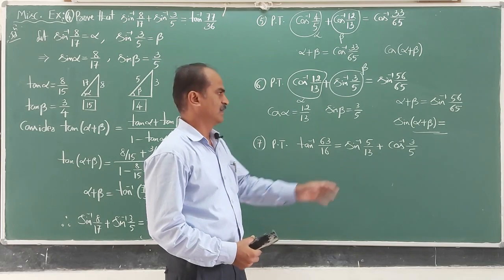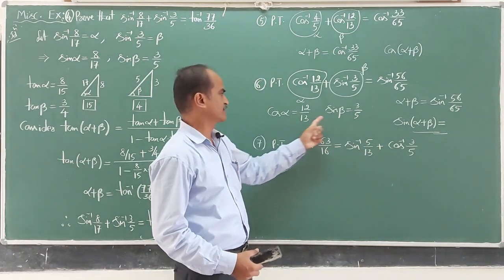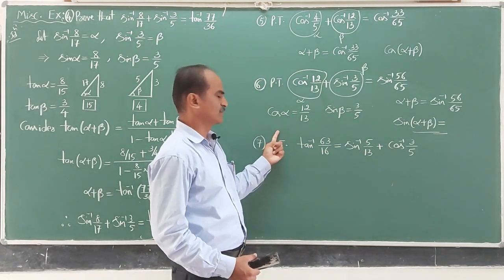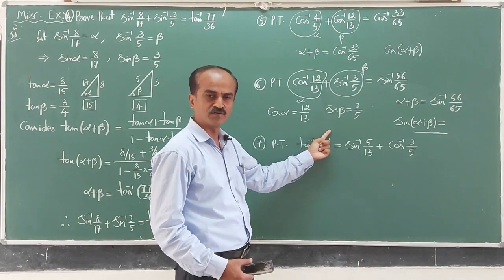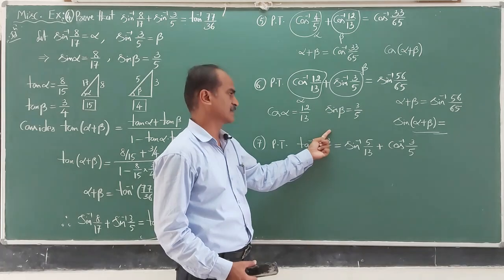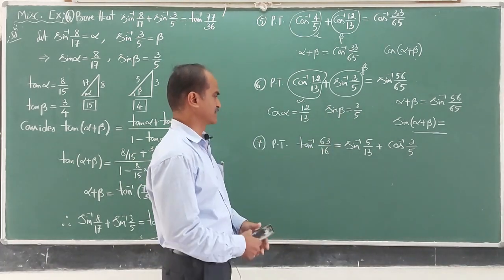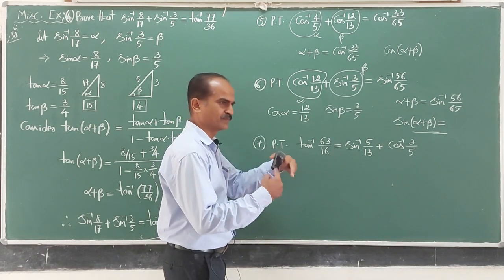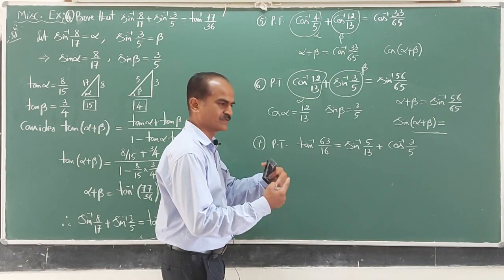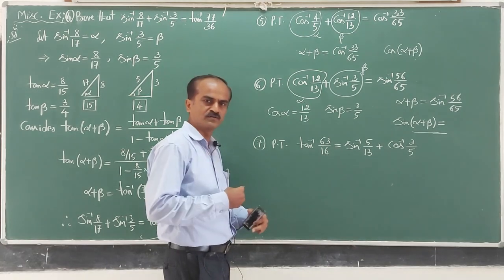How to obtain those four values? Two values are ready here. Cos alpha is there, you find out sin alpha using triangle method. Sin beta is there, you find out cos beta using a triangle method. By that you will be able to finish that. Here, in order to prove this result, you swap this, that is LHS equal to RHS. Now we will start with RHS and show that it is equal to LHS.